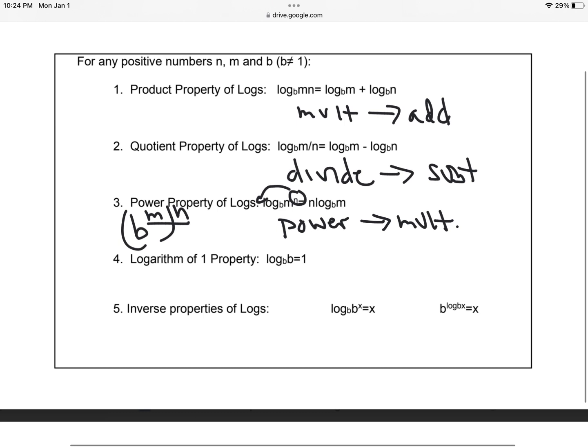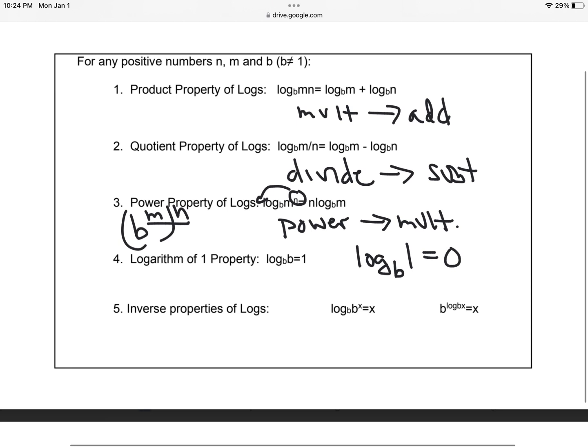If we have the log of b and the base is exactly the same as our value, that's going to be equal to 1. We also could have this one as well, where the log of 1 is always going to be 0, because b to the 0 is going to give us 1.